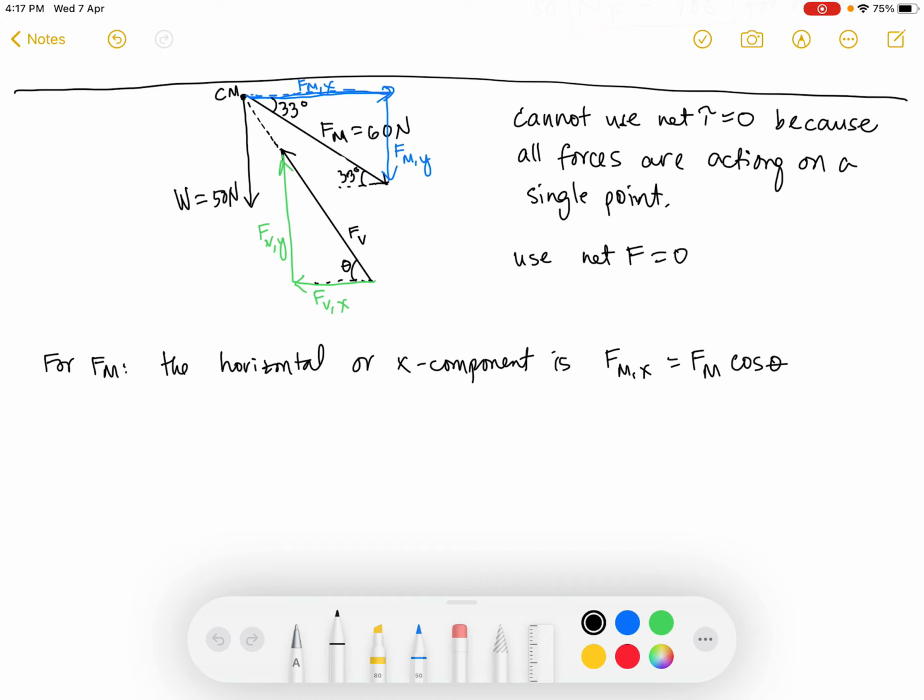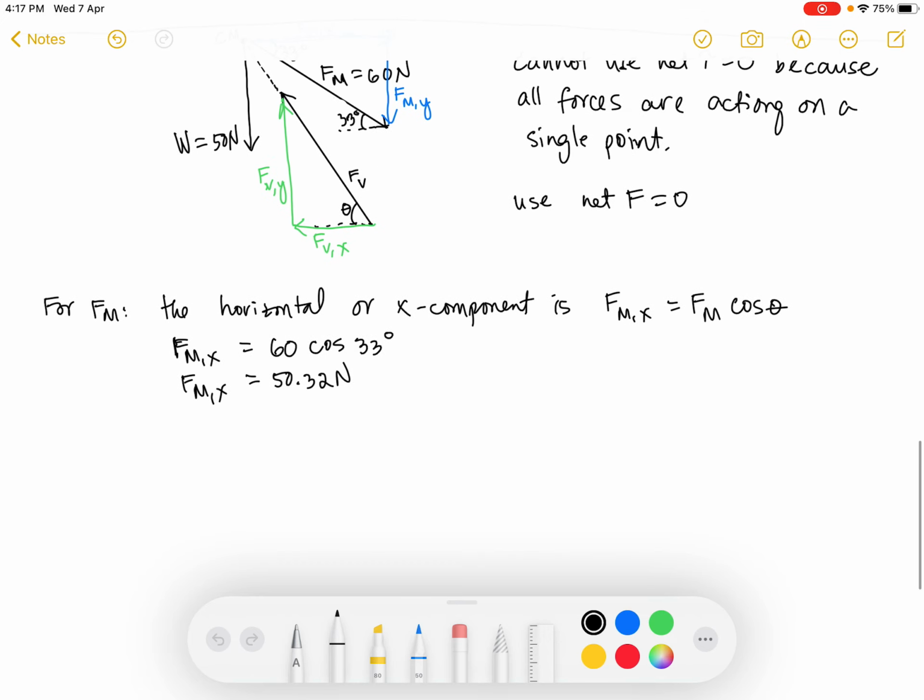Right? So Fmx will be 60 newtons cosine 33 degrees, and that's equal to 50.32 newtons for the x component of Fm.